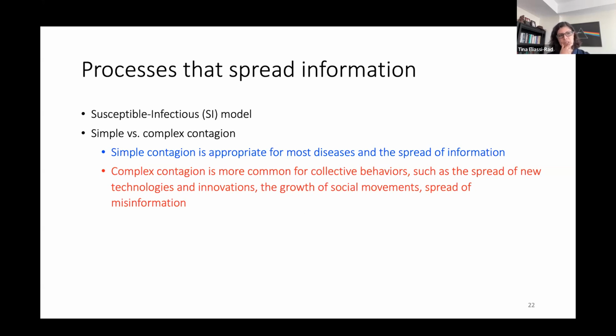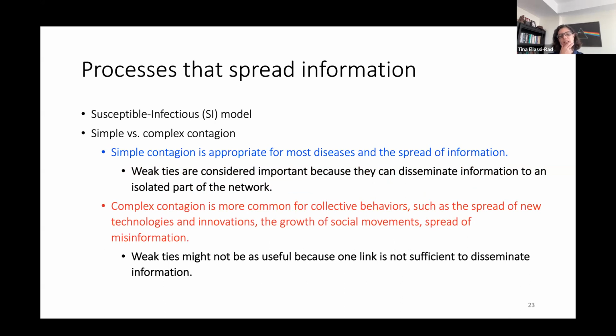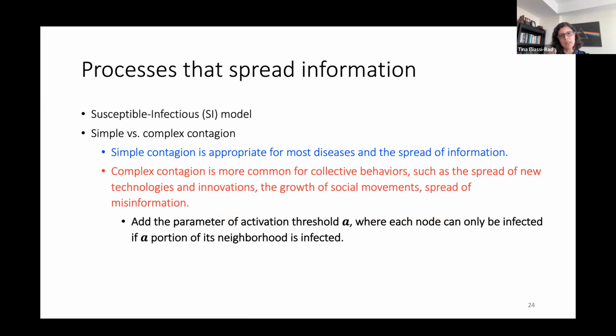Now, one of the things which is interesting here is the type of information and the type of contagion. Is it a simple contagion versus a complex contagion? Simple contagion is often more appropriate for diseases or spread of information, whereas complex contagion is more appropriate for collective behavior, such as spread of new technologies and innovations or spread of misinformation. For those of you who come from the social sciences, you probably know about Mark Granovetter's weak ties. Weak ties are important when you have a simple contagion, but weak ties may not be useful when you have a complex contagion, in particular because you need to hear it from many people. And so we add a new parameter, this activation parameter A, where a node can only be infected if a portion of its neighborhood is infected.